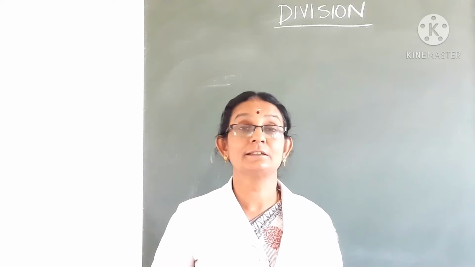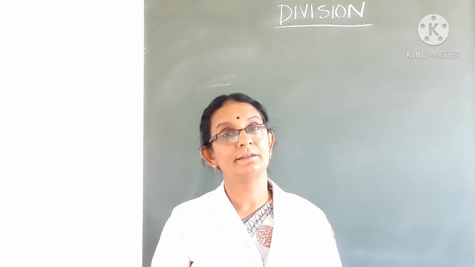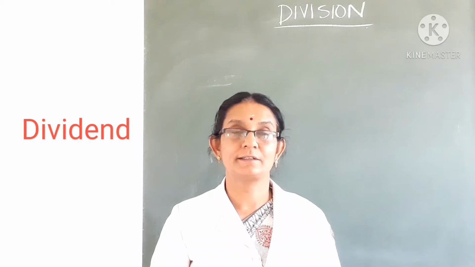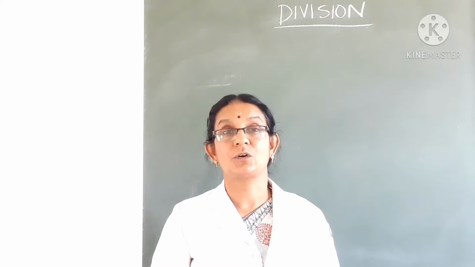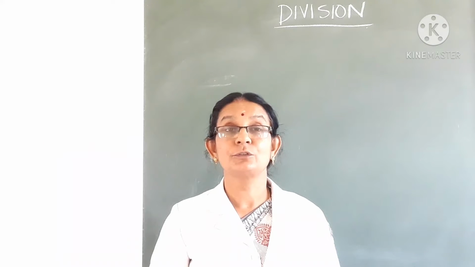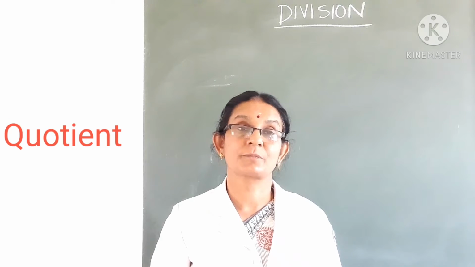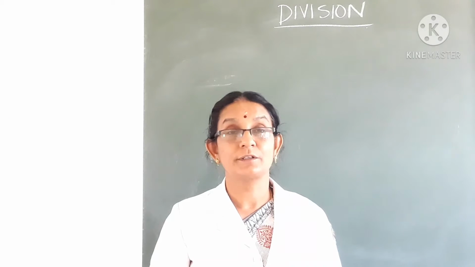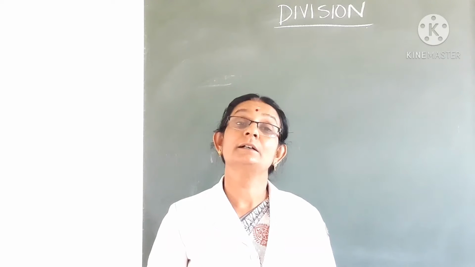So now let us learn the components of division. The number which you divide is called the dividend. The number by which you divide is called the divisor. And the answer you get after division is called the quotient. And whatever number is remaining after division is called the remainder.